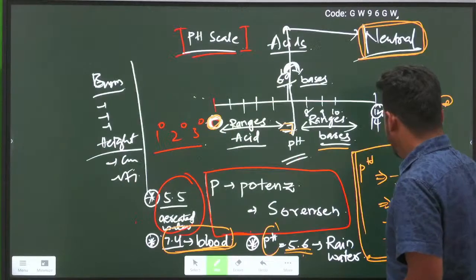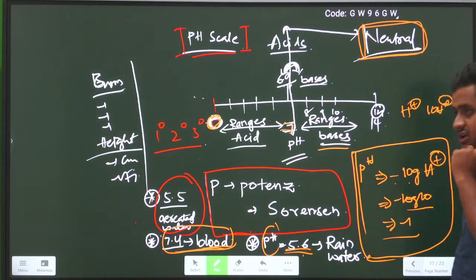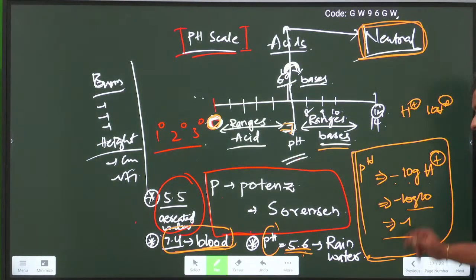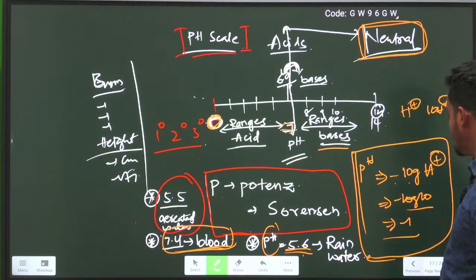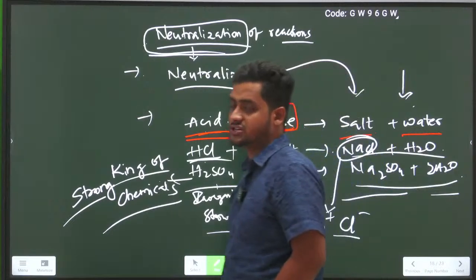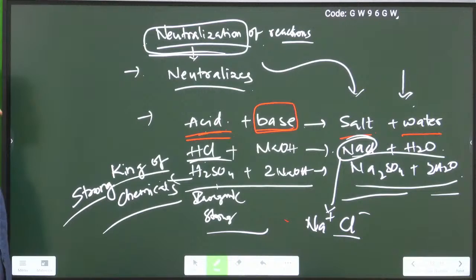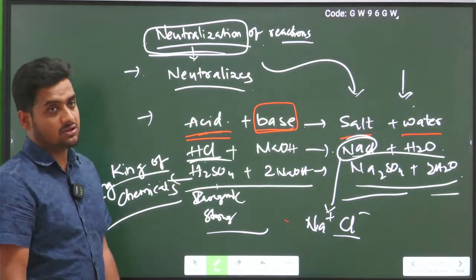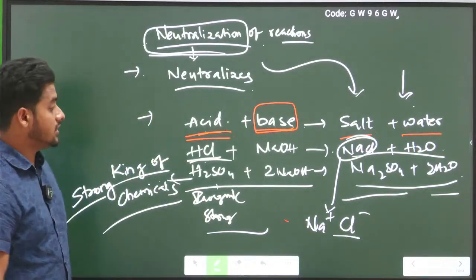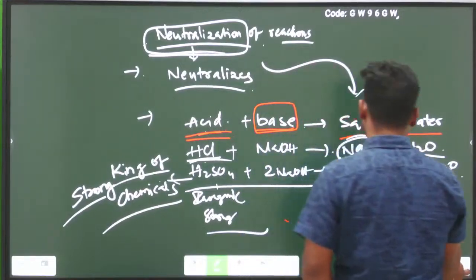Okay, next is pH in mathematical terms. You can say pH equals minus log H plus. If there are 10 H plus ions, you replace them as minus log 10, which means minus 1, since log 10 is 1. Then is the neutralization reaction. We have studied neutralization: it is a reaction that neutralizes. Acid on reaction with base neutralizes its effect, and it forms salt plus water. This is also most important for you.